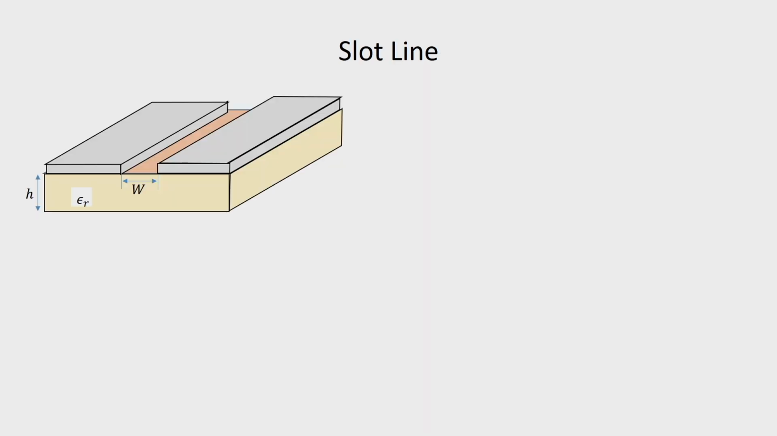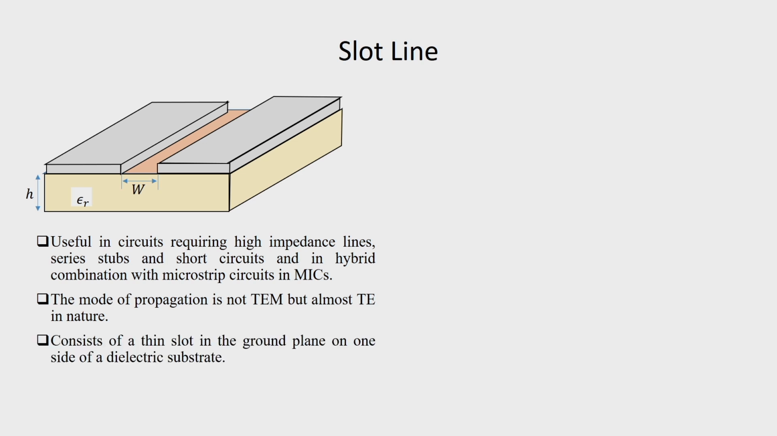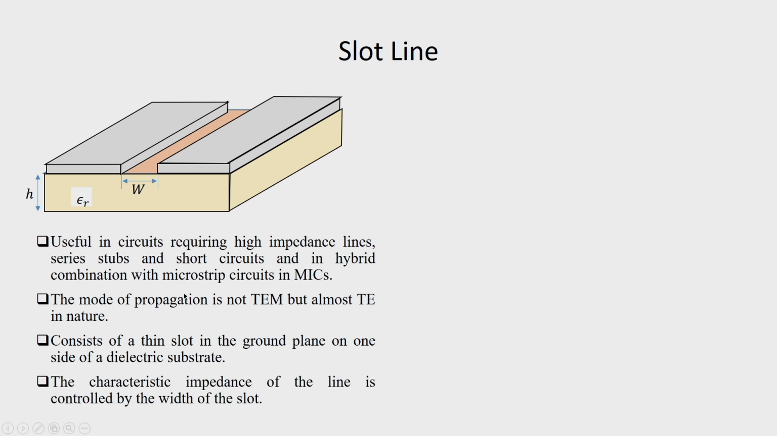Another form of transmission line is the slot line, and it is a useful circuit when high impedance is required and the mode of propagation is closer to transverse electric or TE rather than TM mode. It consists of a thin slot on the ground plane on one side of a dielectric substrate. So, we have a dielectric substrate, we have a ground plane and a thin slot being cut.